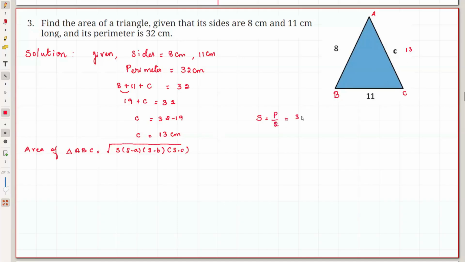So perimeter is given as 32. So 32 divided by 2 is equal to 16. S value is equal to 16. Now just substitute in the formula.